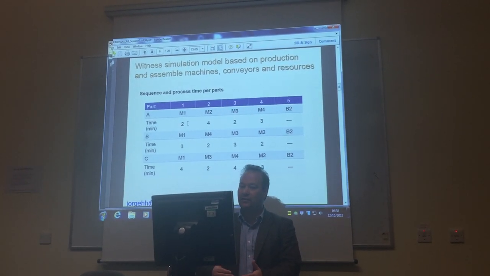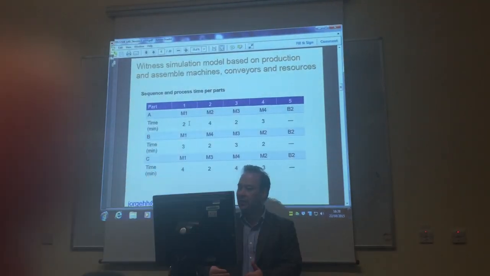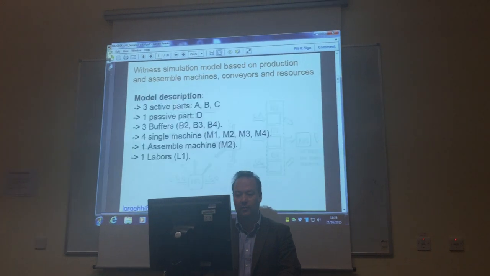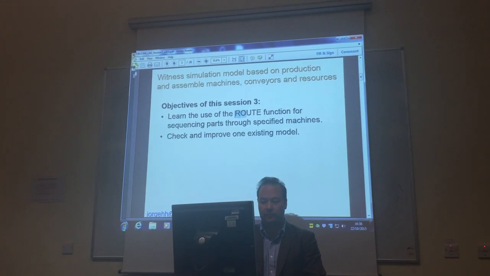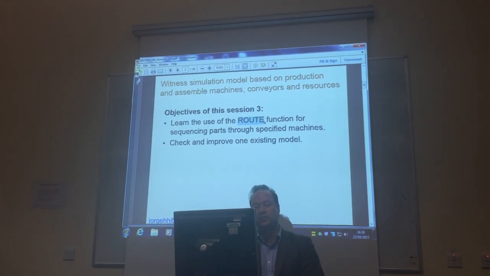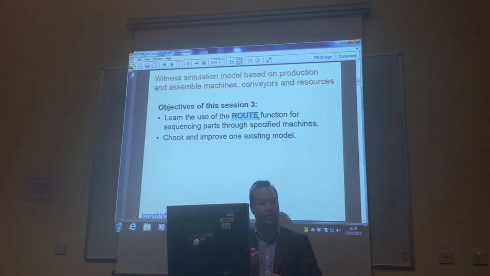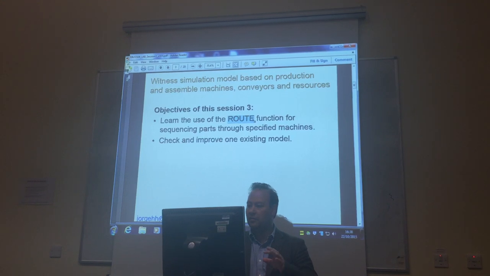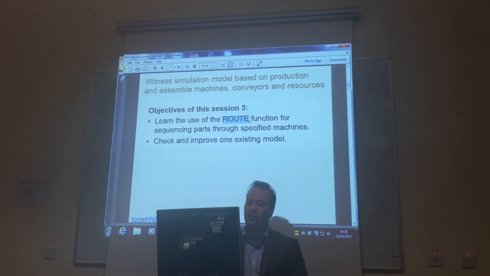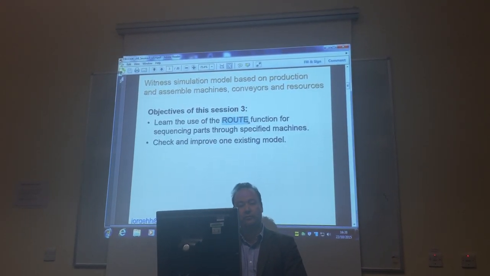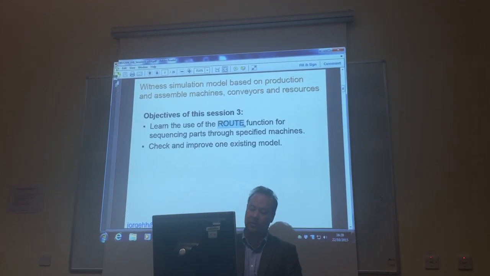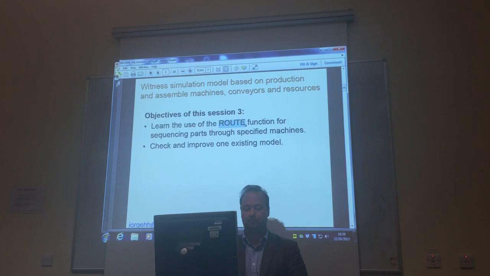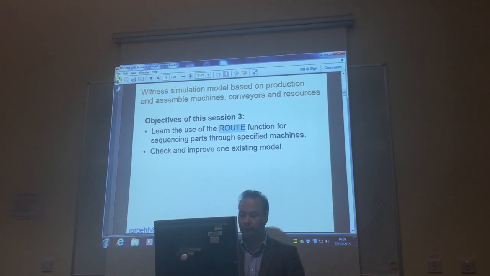So Witness can support us with those things, that we can use those internal attributes. So we will learn to use this route function, which is an internal attribute that every part will carry in the model. Whenever the part is in any station or any machine, we will ask for the route function, and we just need to go to that section, and then the route function will tell us where to go or what to do. So that's why it's very useful.